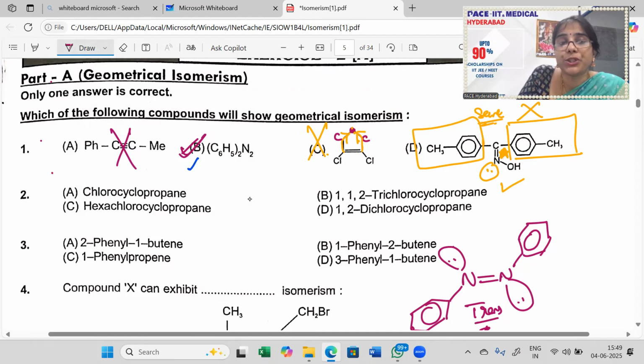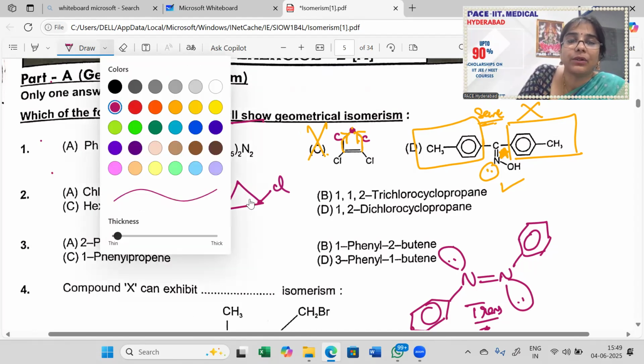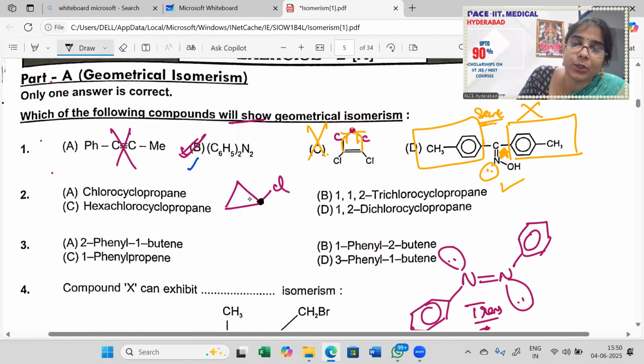Which of the following will show geometrical isomerism? So chlorocyclopropane, cyclopropane is this one, and this is one chloro. Is this site exhibiting? I would say no, because here is a hydrogen, here is a hydrogen, right? So two hydrogens on the same carbon.